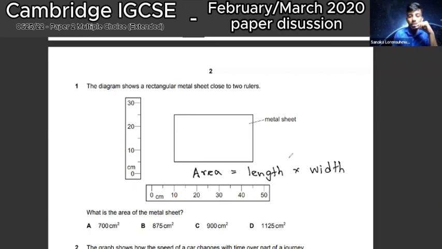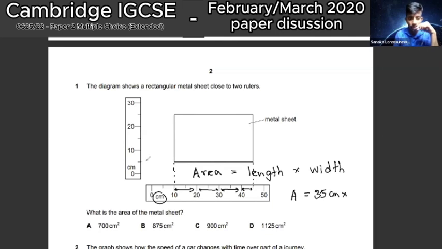What is the length? Length is this one, from 10 up to 45, in centimeters. We can measure how many centimeters in length. The gap is 10, then 20, 30, and this one is 5, then 35. So the length is 35 centimeters. We can write capital A equals length, 35 centimeters, then just multiply with the width.